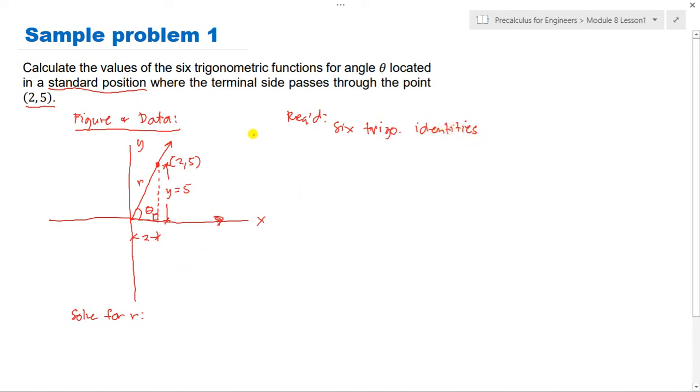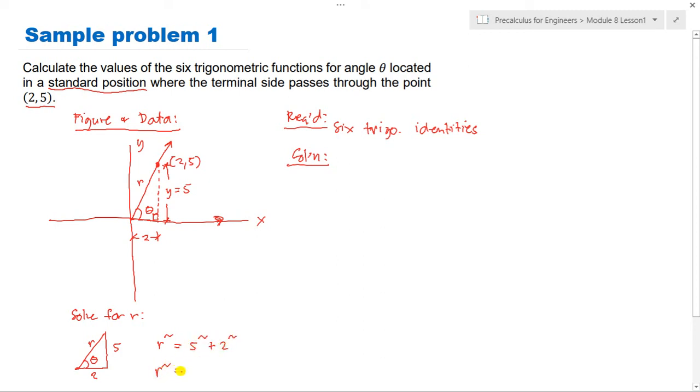Okay. So one of its solutions is to solve for r. Since this is a right triangle, we are going to use the Pythagorean theorem. From the triangle, let me redraw it: this is theta, this is 5, this is 2, and this is r. From the Pythagorean theorem, the square of the hypotenuse, r squared, is equal to the sum of the squares of the two sides. That is 5 squared plus 2 squared.